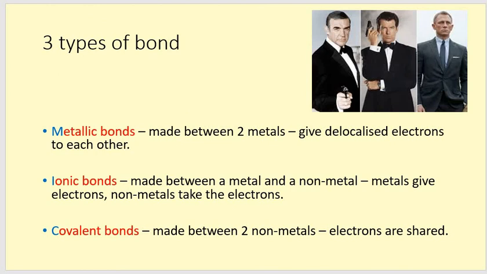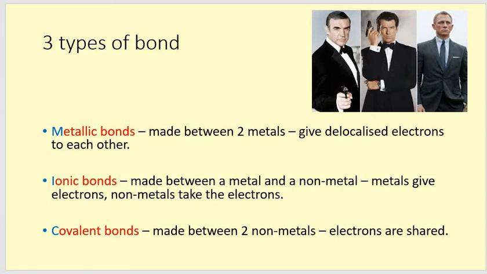Right, three types of bond. Now this is not three different types of James Bond, although these are all some very good films. You have got metallic bonds made between two metals. Quite easy, clues in the name. And they have delocalized electrons, which are ones that can move about between individual atoms. So they're not local, they are delocalized, they can move, and those electrons move between individual atoms of the metals and they make a bond.